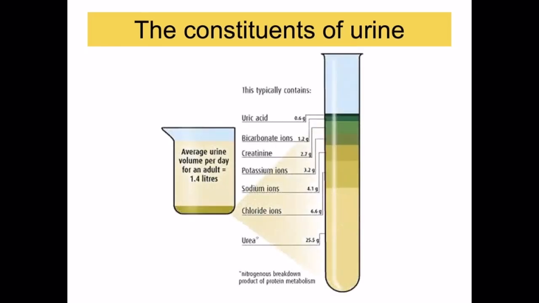This is the other picture about the urine. You can see here urea and chloride ions. These are the excessive ions that will be secreted through the urine. All of these, most of them contain water.